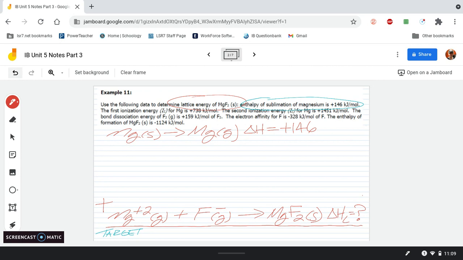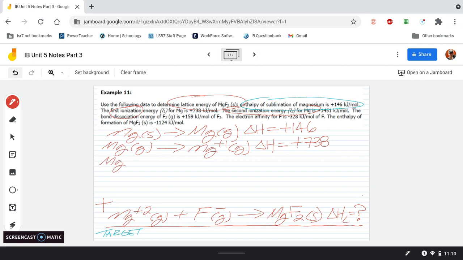Okay, ionization energy is when the Mg gets a charge. So Mg as a gas is going to turn into Mg plus 1 as a gas. So that's the first ionization energy. So remember, ionization energy, you're taking electrons away, they're getting charges. So that's going to be plus 738. The second ionization energy is plus 1451. So that's number 2.